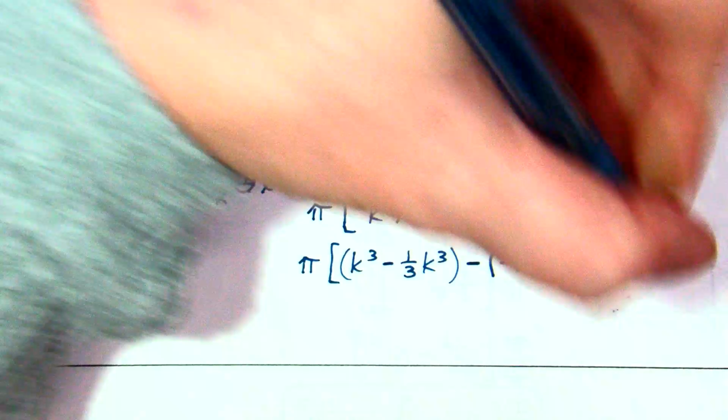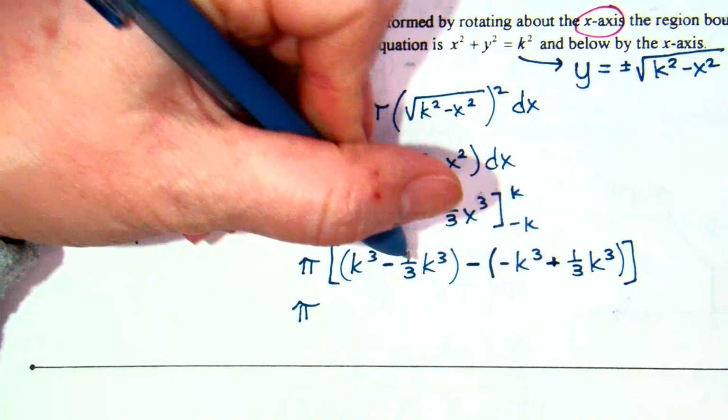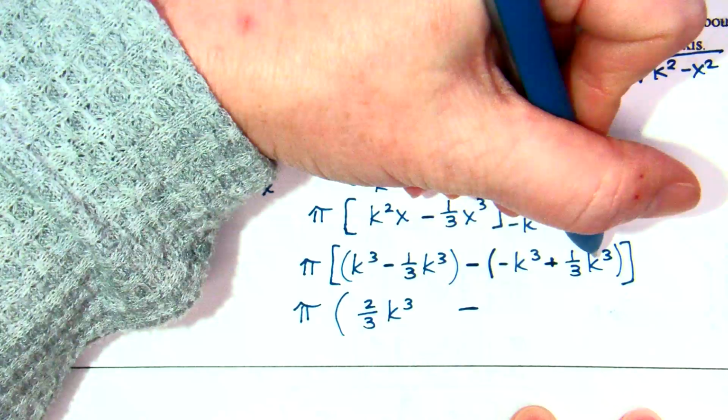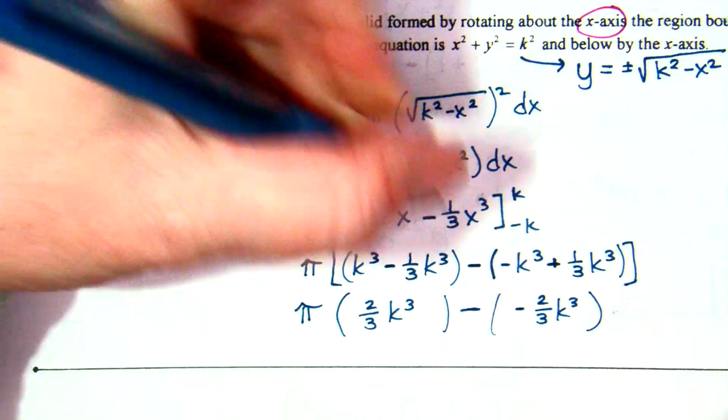If I do some cleanup, my first parenthesis, 1 minus 1/3 is going to be 2/3 k cubed, minus, over here it's negative 1 plus 1/3, which is going to be negative 2/3 k cubed. 2/3 k cubed minus negative 2/3 k cubed is going to become 4/3 times the pi that's out front, 4/3 pi k cubed.